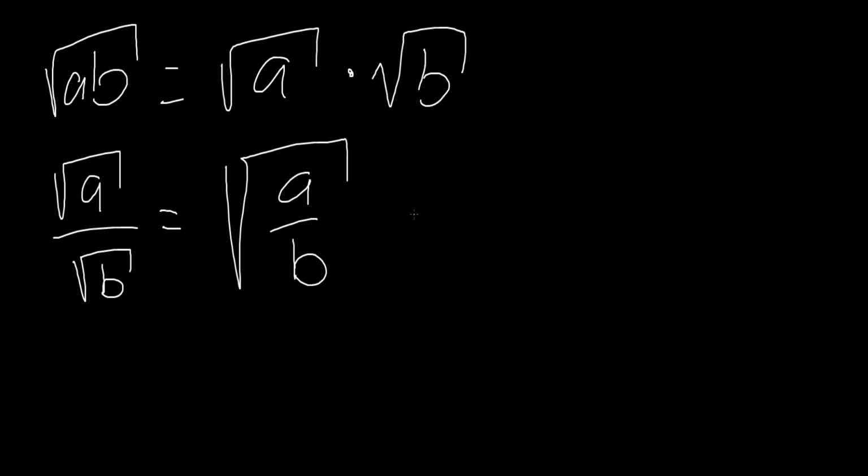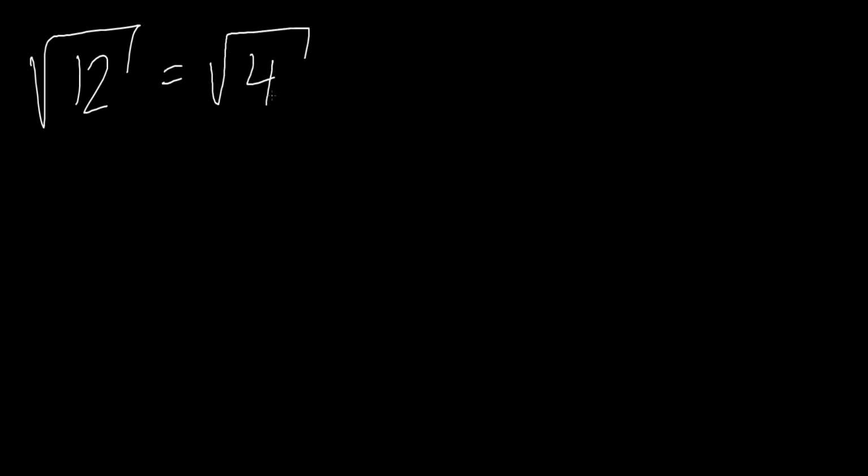Okay, let's get into a basic example. Let's say we're trying to take the square root of 12. When simplifying the square root of 12, let's think about what two numbers would multiply to 12 in which you could take the square root of one of those numbers. So for example, in this case, we know that the square root of 4 times the square root of 3 would equal the square root of 12.